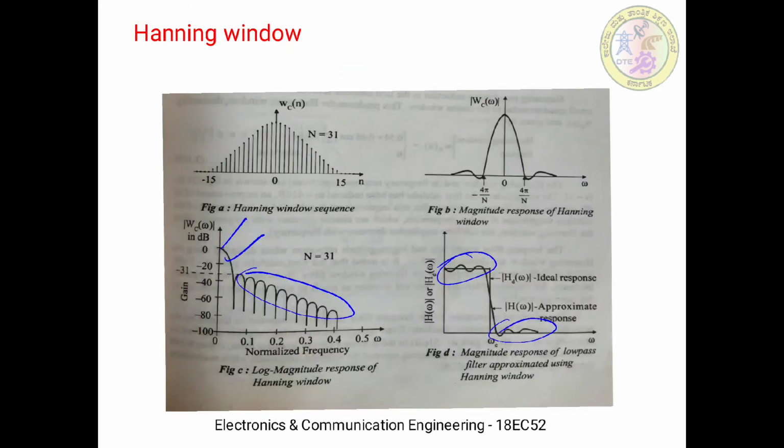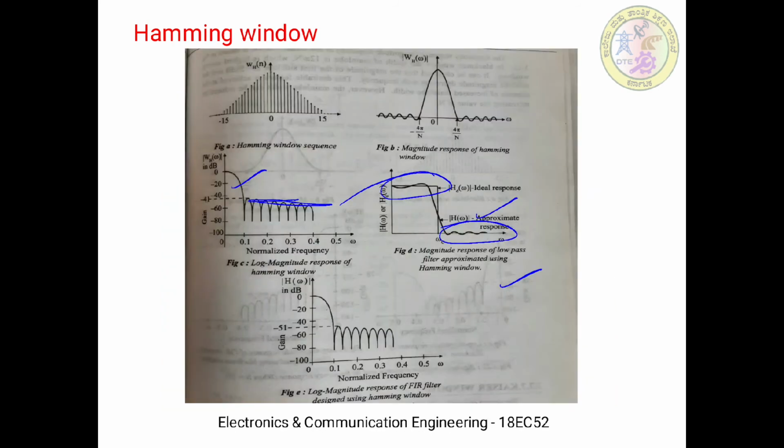But you just compare this with the Hanning window design. So here we can see the attenuation features. The amplitude is slightly increasing, but here the stop band attenuation characteristics are good when compared to the Hanning window.